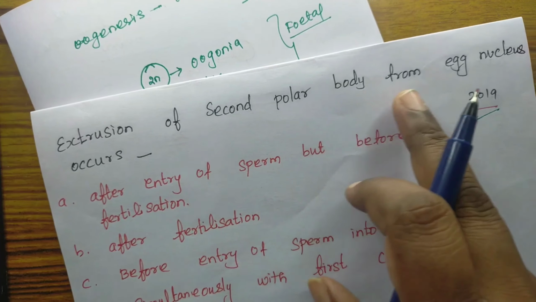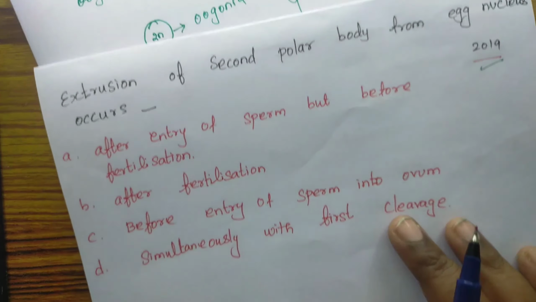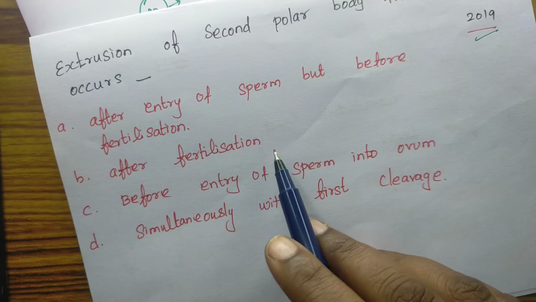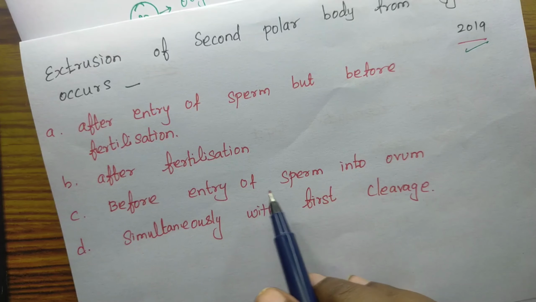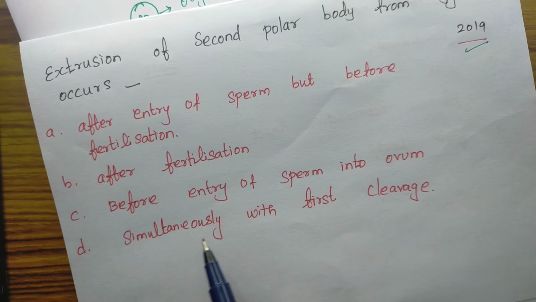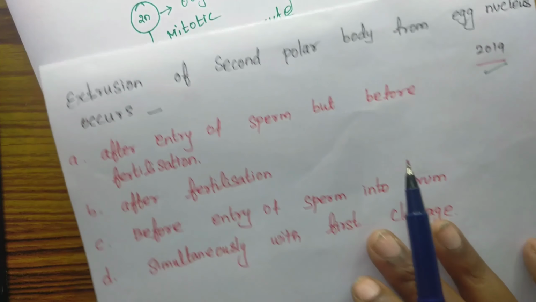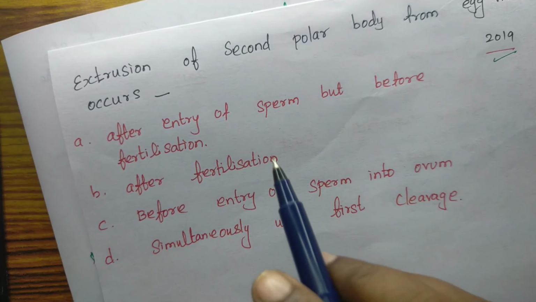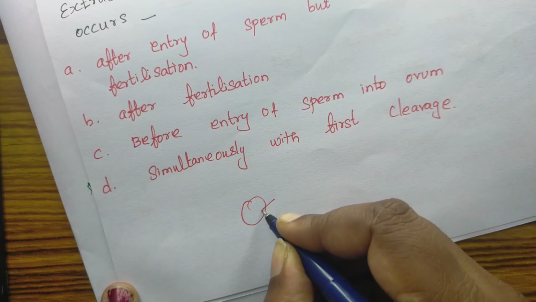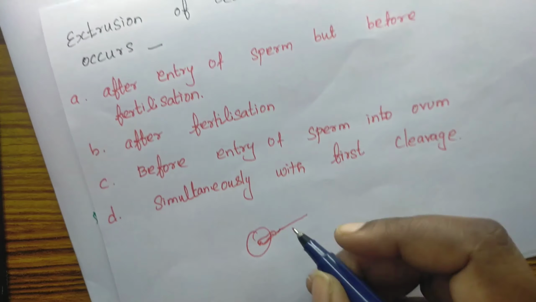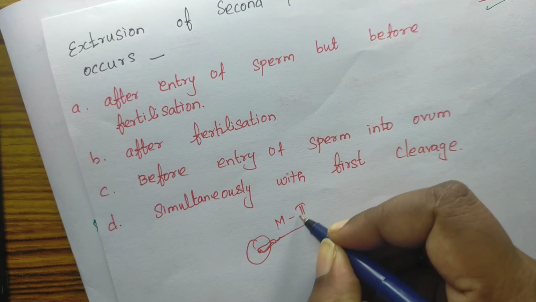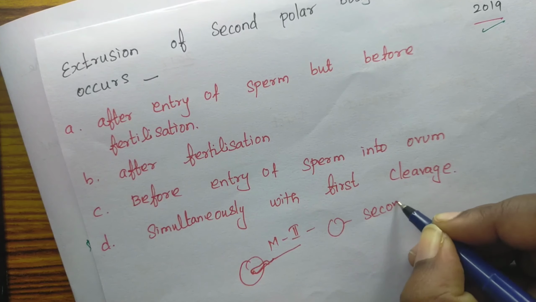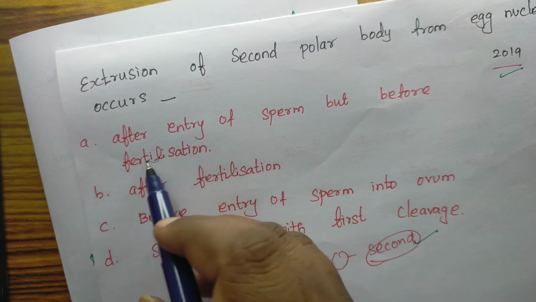Extrusion of second polar body from egg nucleus occurs after entry of sperm but before fertilization, or after fertilization, or before entry of sperm into ova, or simultaneously with the first cleavage. According to the discussion, when a sperm enters inside the secondary oocyte, meiosis 2 process gets completed, and as a result the second polar body is formed. So you can find the answer here.